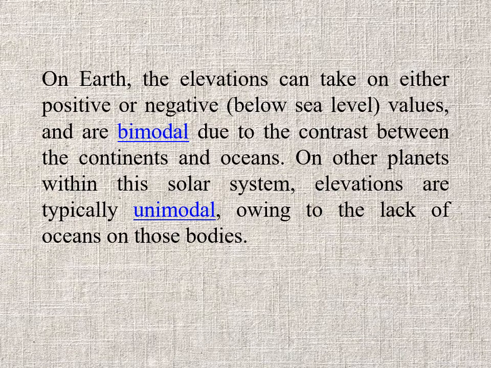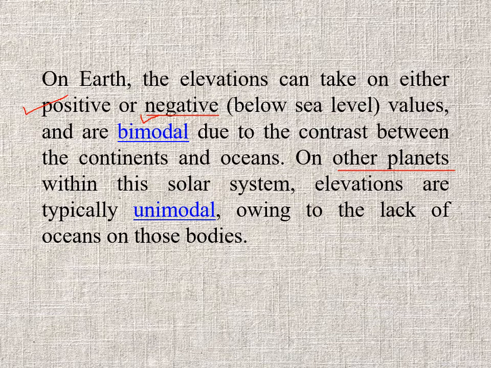Now, on Earth, the elevations can take on either positive or negative values. As I already told you, the positive values are for the higher altitude parts with respect to mean sea level, and the negative values for the deeper parts in the ocean basins with respect to the mean sea level, that is the below sea level parts. So together they show a bimodal distribution of the height or depth, a bimodal distribution of the hypsometric curve. In contrast, other planets or other celestial bodies show a unimodal distribution of the hypsometric curve.